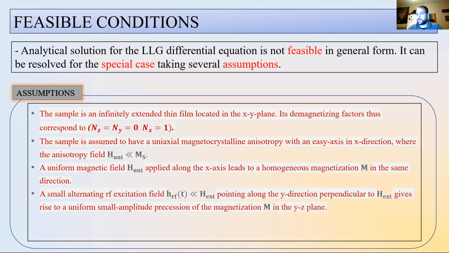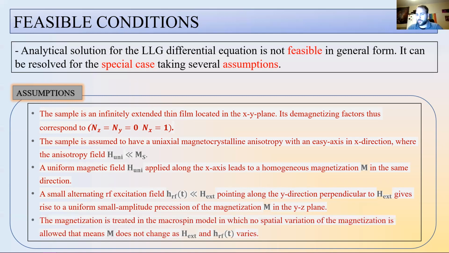A small alternating RF excitation field, which is our microwave field created by a microwave source pointing along the y direction and perpendicular to the external field, gives rise to uniform small amplitude precession of the magnetization M in the YZ plane.